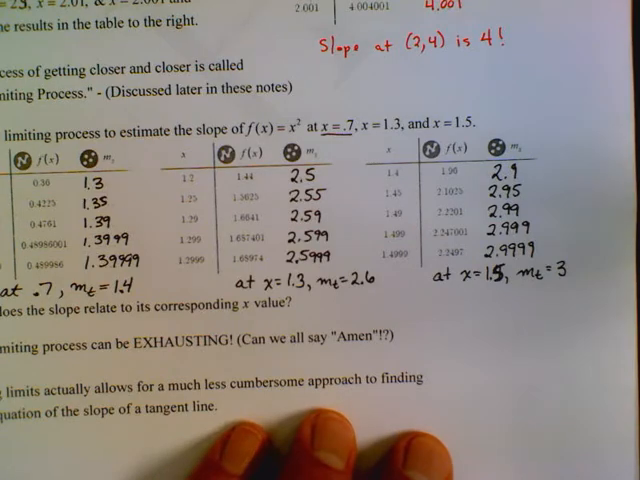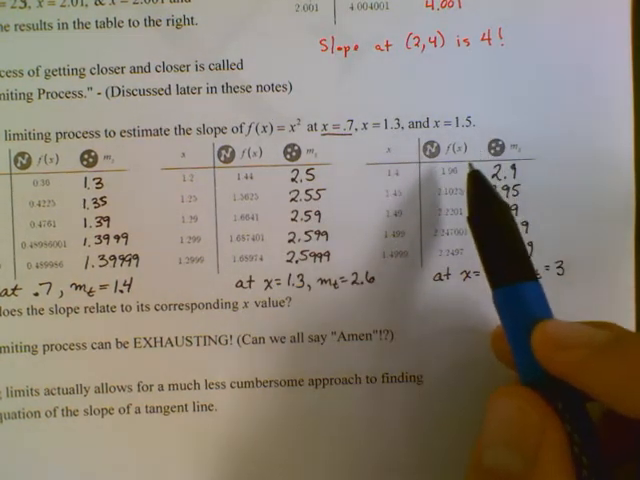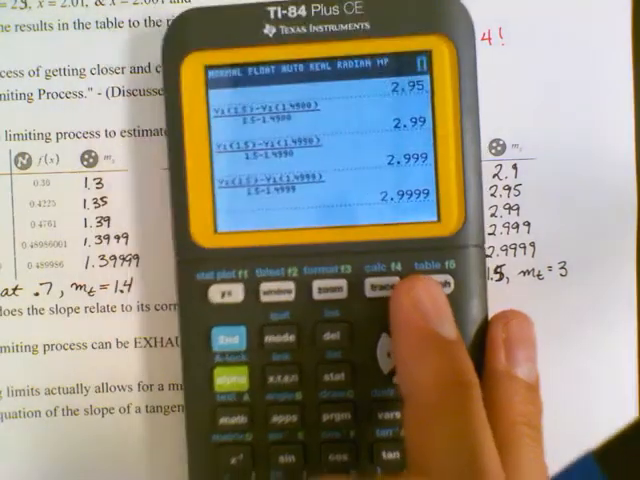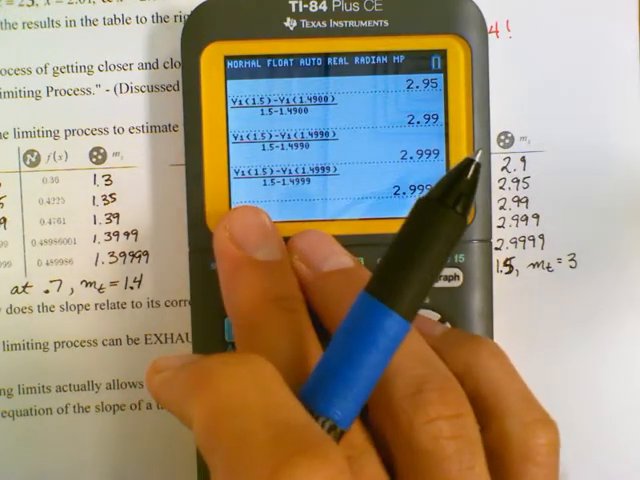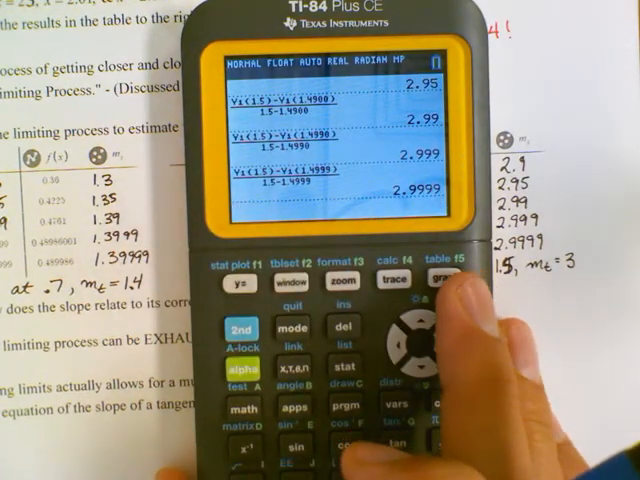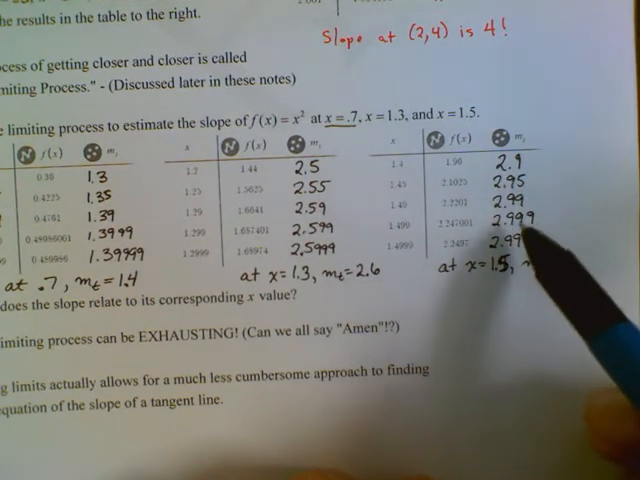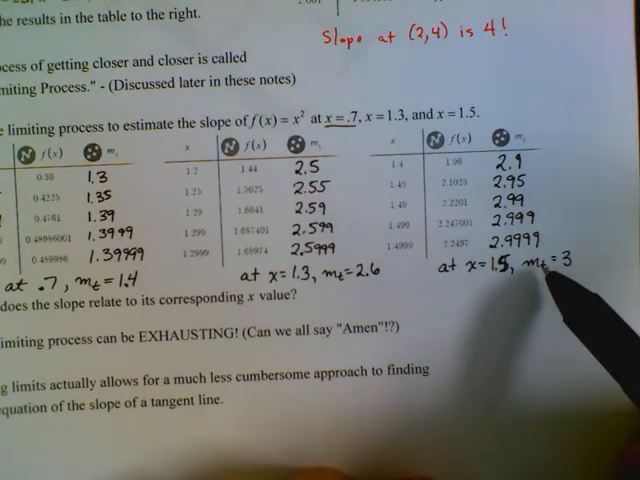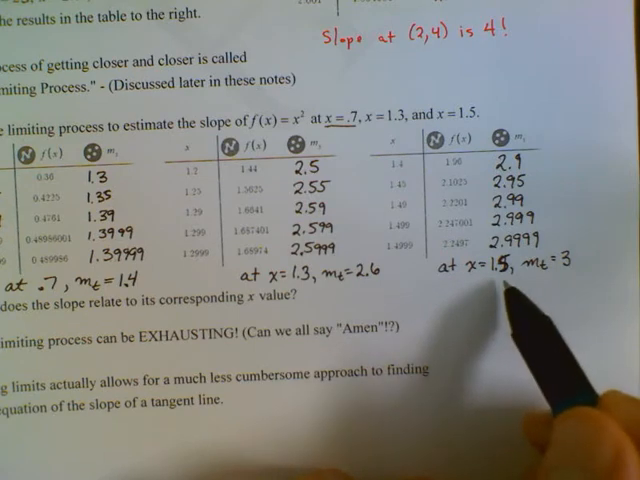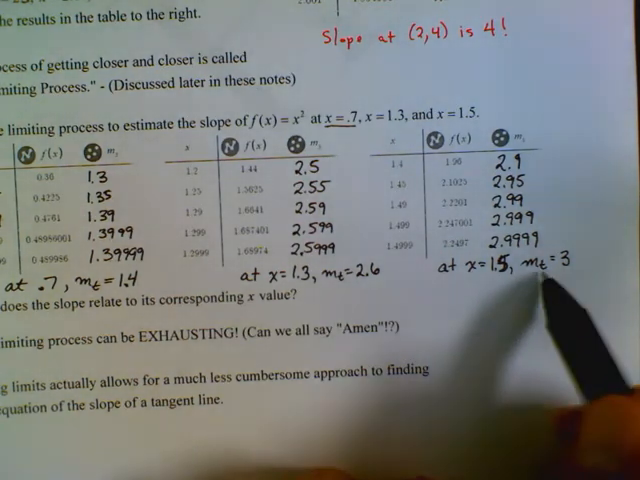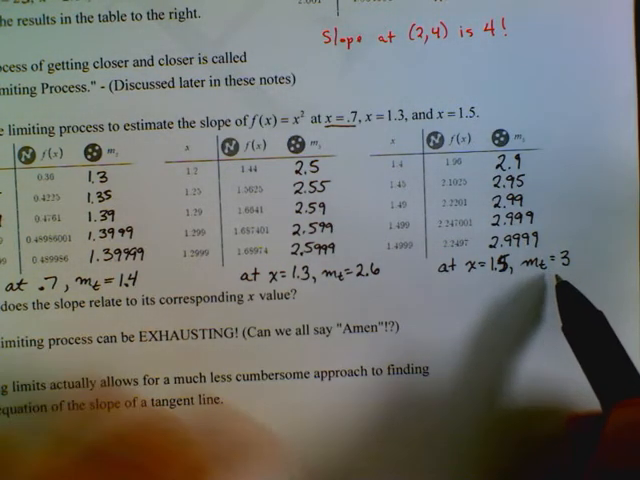Okay, so the last table, I substituted the values into the slope formula. I'll show them here. Okay, so I substituted those in and I got this table, 2.9, and it got closer and closer and closer, it looks like, to 3. So at x equals 1.5, my tangent line would have a slope of 3.